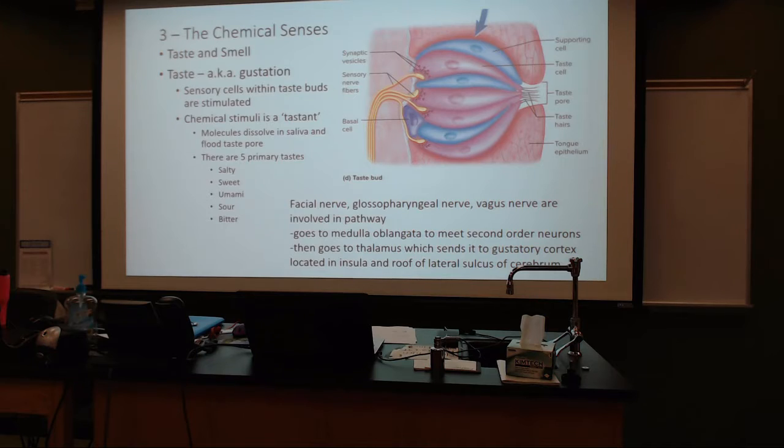So the first sense we're going to talk about, do you remember how we have photoreceptors, for example, which pick up light? We have mechanoreceptors, all these different types of receptors. One of them was chemoreceptors, the ones for chemicals. So one of the things we're going to look at is our chemical senses. The chemical senses are taste and smell.